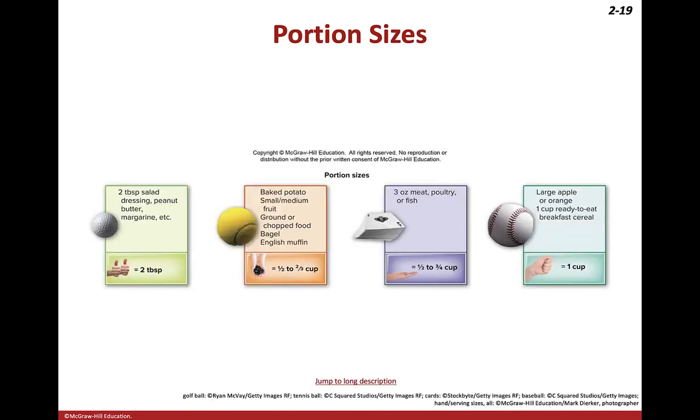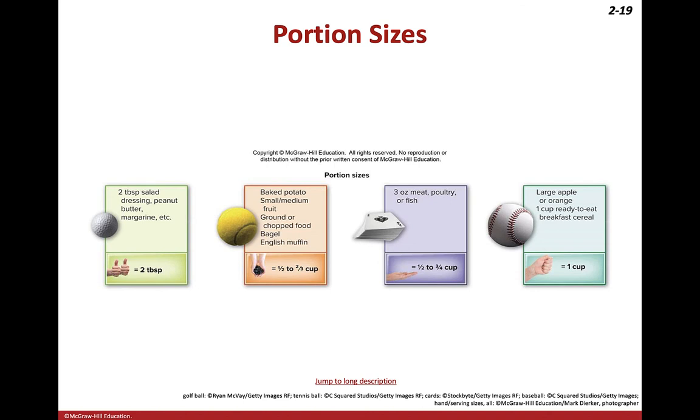Now, these are some things that give you an idea of how to work out portion sizes. So here, a golf ball is generally about 2 tablespoons of salad dressing, peanut butter, things that are spreadable. A tennis ball is about a baked potato, a small piece or medium-sized fruit, ground or chopped food, a bagel or an English muffin.